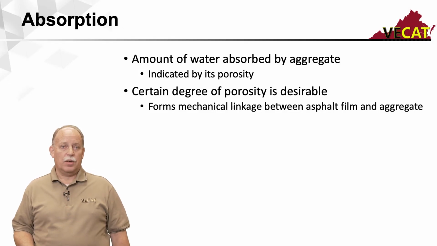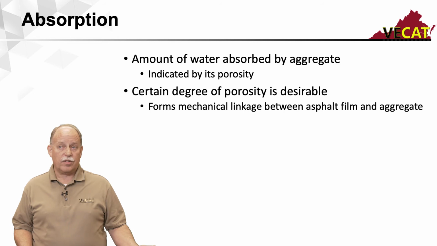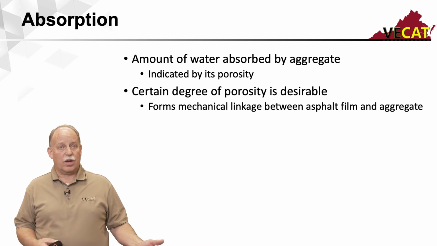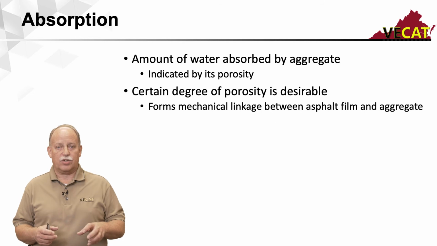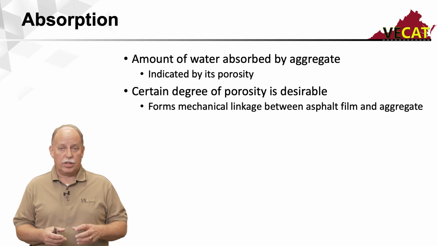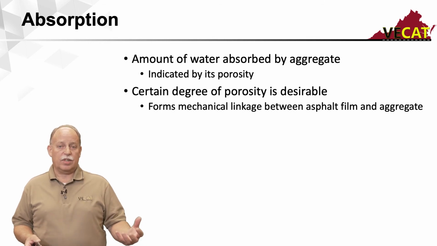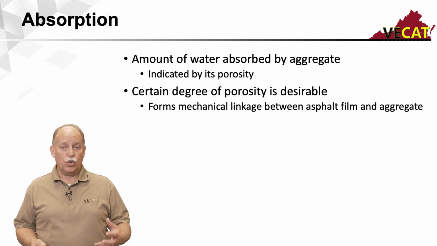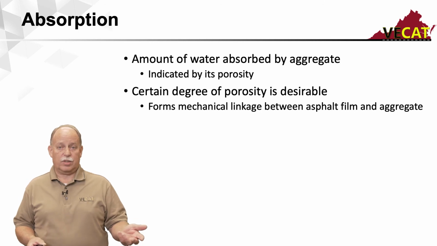Now, absorption. The amount of water that's absorbed into aggregate is indicated by its porosity. A certain degree of porosity is desirable. Like I said earlier, you want a certain amount so that you can get a mechanical link between those particles. So when the binder is inserted into the mixture, you want a certain amount to absorb into that aggregate. That increases the bond, and therefore you get a stronger pavement. But you don't want too much. If you get too much absorption, it increases the cost of the mixture because you lose that liquid asphalt into the aggregates, and it increases the quantity of binder that has to go into that mix to begin with.